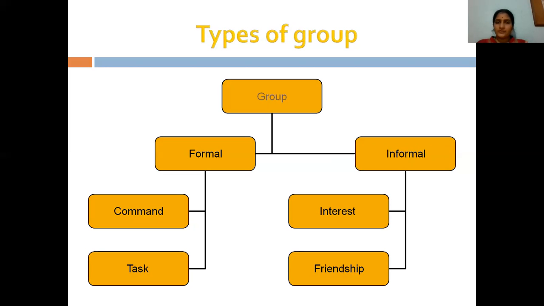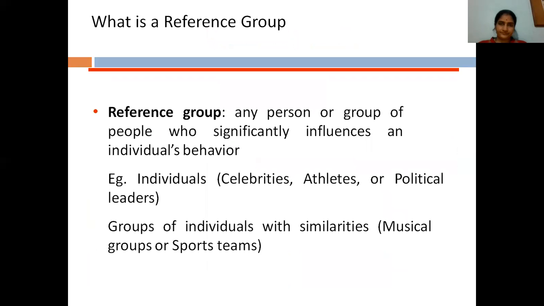Informal groups are those groups which are framed automatically by the nature of our interests and our behavior. Like if I am interested in playing a particular sport, I will just go and join those players who are playing. And friendship groups are also framed automatically by our behavior, how we behave and how we communicate with each other. Automatically these groups would be framed.